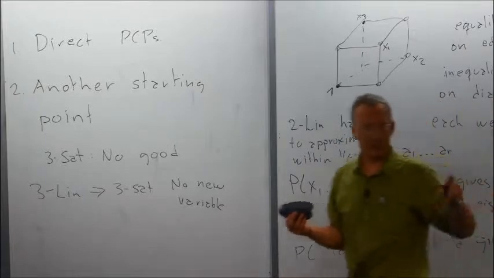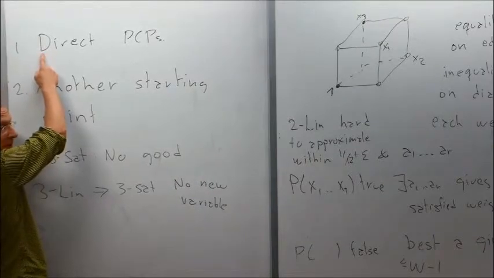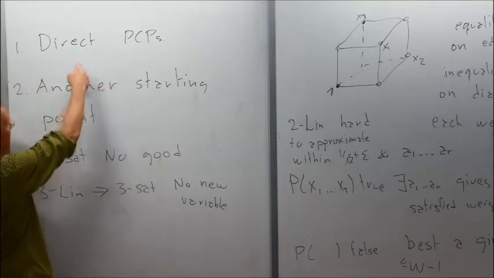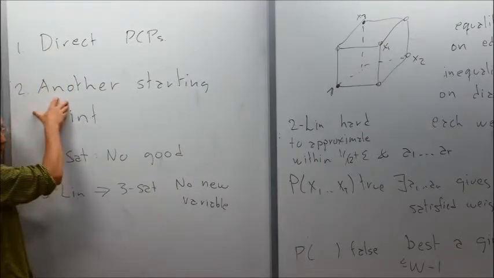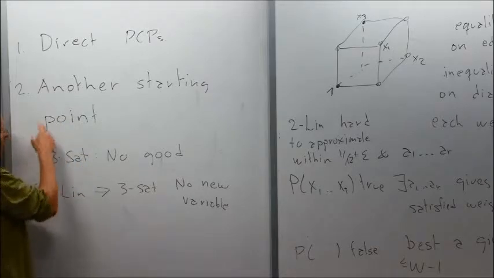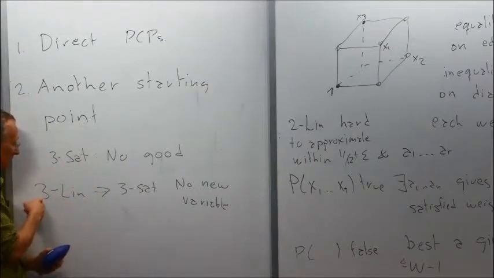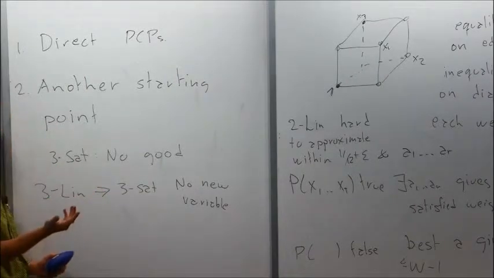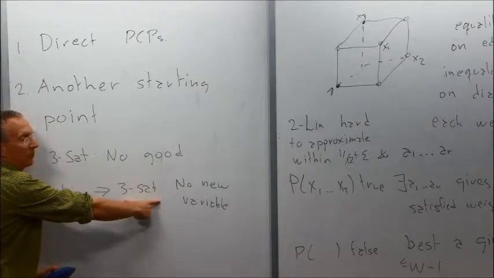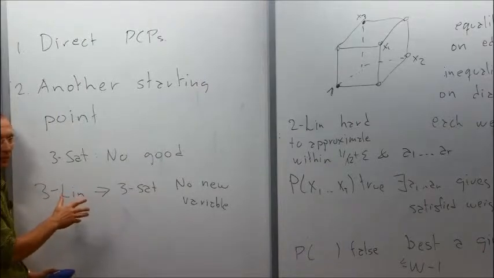So this is sort of a direct PCP type of thing, right? You're saying we have the long code, so what could we possibly be doing? The other suggestion is to have a different starting point. The only thing I want to say about the second point is that 3-SAT is no good, because we had this reduction from 3-LIN to 3-SAT that I showed in the first lecture, which had no auxiliary variables. So whatever we do to 3-SAT, we can do as a two-step reduction and do equally well from 3-LIN. It will never pay to go to 3-SAT.